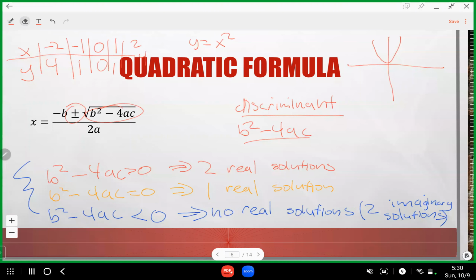Now that we know what a parabola is, I can depict this with a parabola. You guys know what an x-intercept is, right? Where it touches the x-axis, those x points are the solutions. If it has 2 real solutions, the parabola is something like this. It touches the x-axis 2 times. If it only has 1 real solution, then let's see.